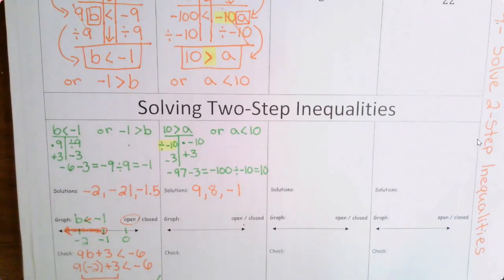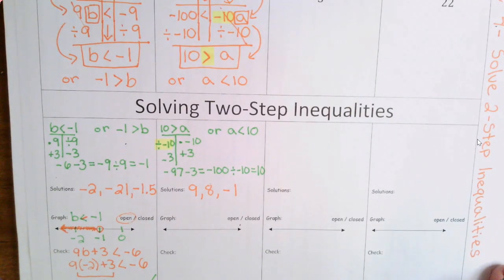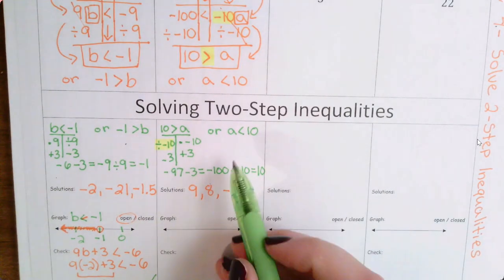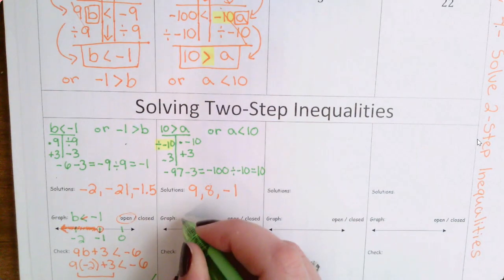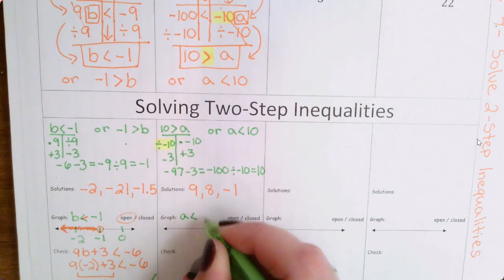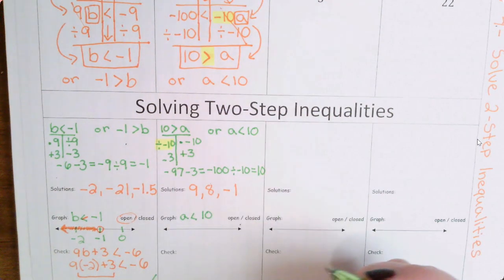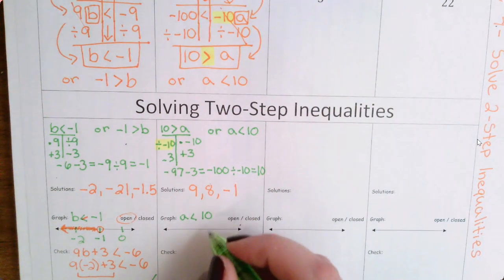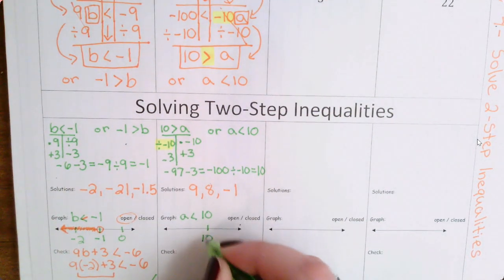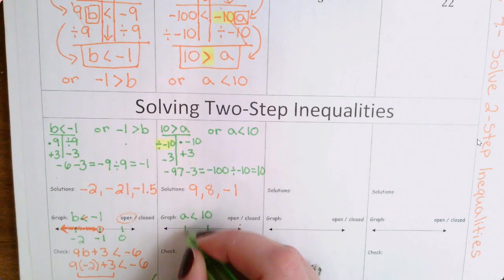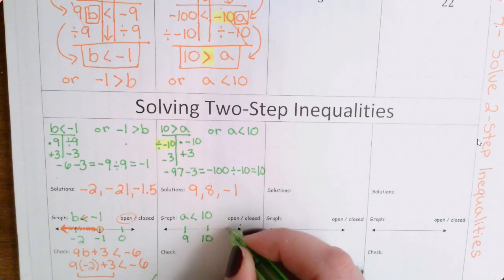So now I'm going to graph it. So I'm going to use the version that had the variable on the left. So I'm going to use a is less than 10. And I'm going to write 10 in the middle of my number line. So I'd have 9 to the left, 11 to the right.